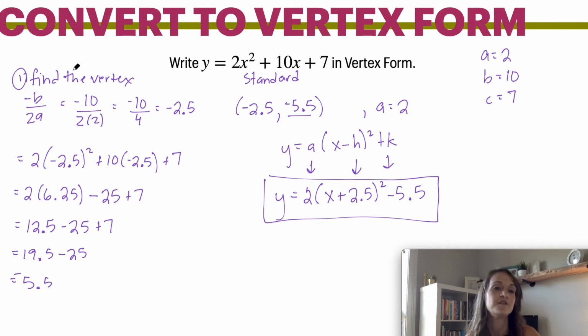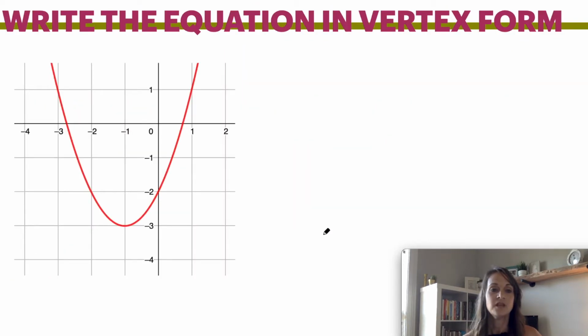So again, first step, find the vertex using the formula -b over 2a. Once you find the x value, plug it back in to find the y value. And then your a, in this case 2, becomes the same a value in your vertex form. So we can write this equation in vertex form of this parabola. First, we know the vertex.